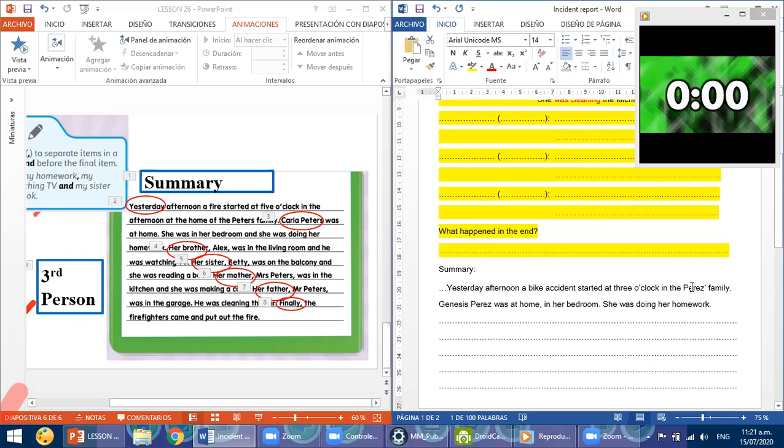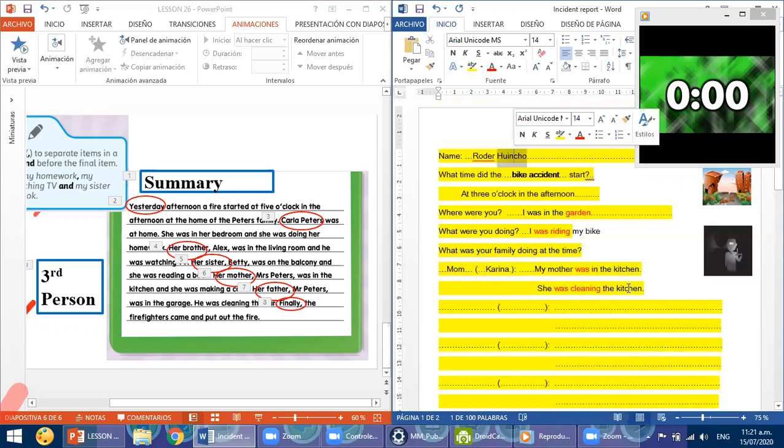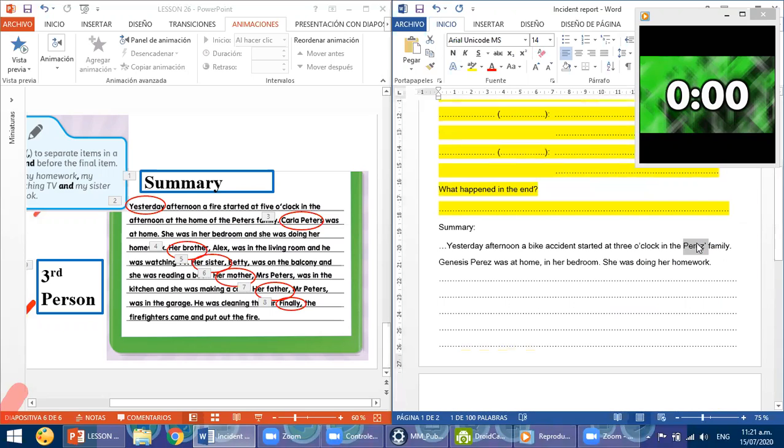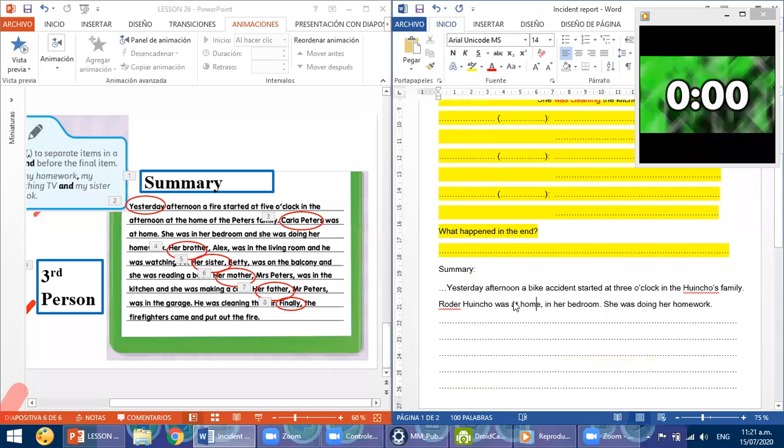In the Perez family, because it's your family, change with your last name. Then your name. It's the same information, it's equal. You see? I was in the garden becomes Roder Wincho was in the garden. Change this. Was in the garden, with the same information you use here. Equal information.